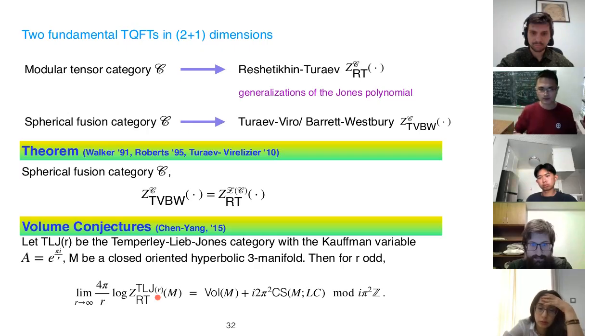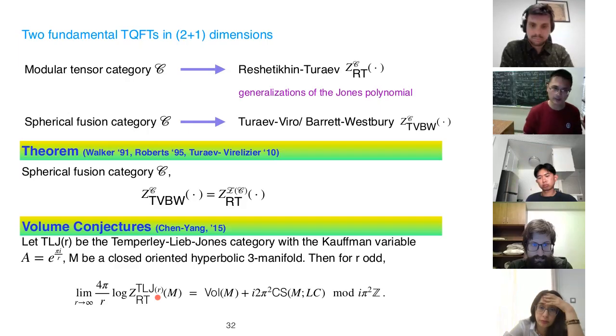You may be more familiar with the volume conjecture for knots, for hyperbolic knots, but this is the version of the conjecture for hyperbolic three-manifolds.